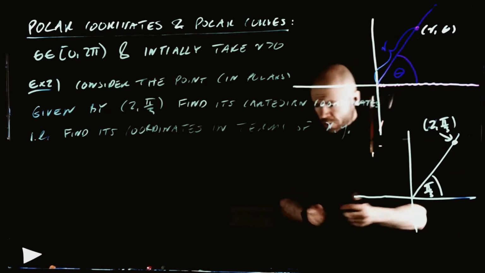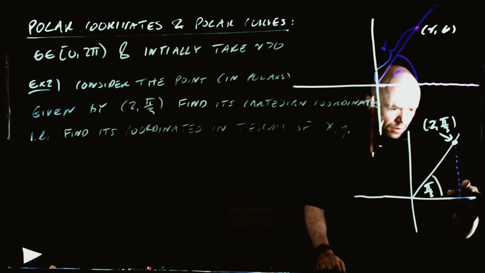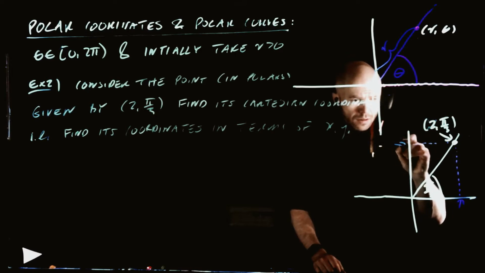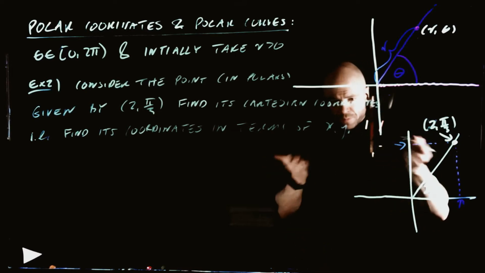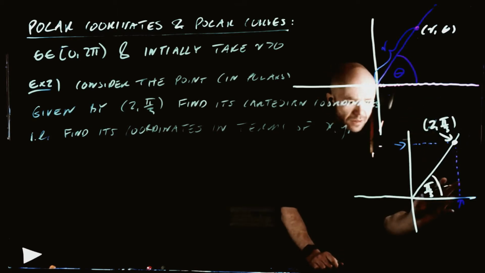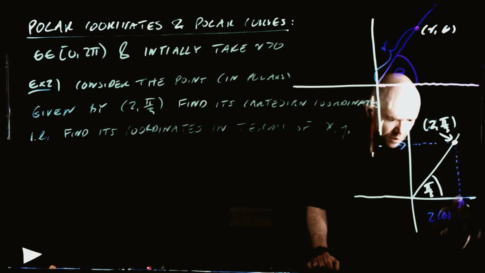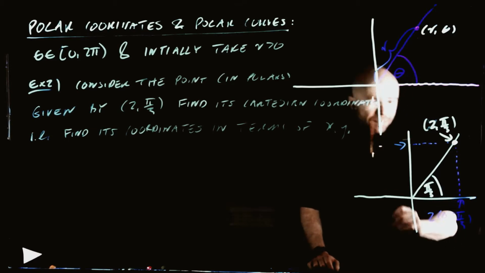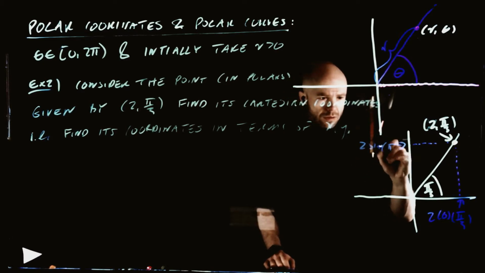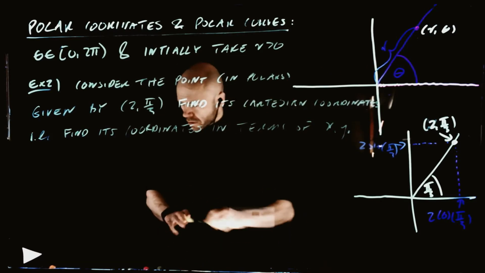And then we ask ourselves, what's the x and y coordinate of this? Well, the x coordinate is whatever this is, and the y coordinate is whatever this is. And we can find them just by trigonometry, because we have the radius and we have the angle. So this is the adjacent side of this right angle triangle. So this thing has to be given by 2 cosine pi over 3, and this thing has to be given by 2 sine pi over 3. Cool. So that's all we need to do.